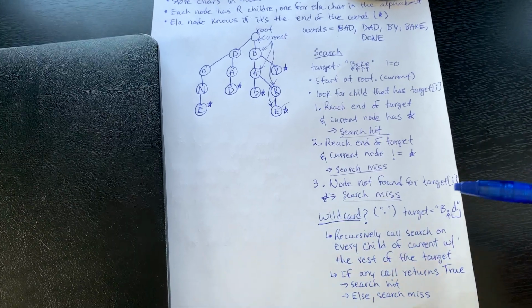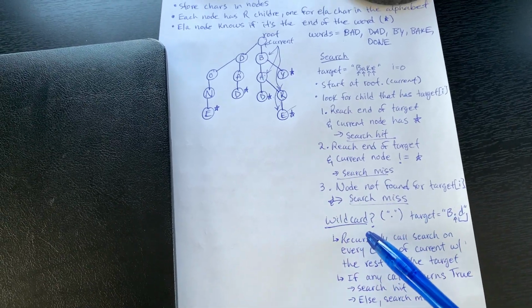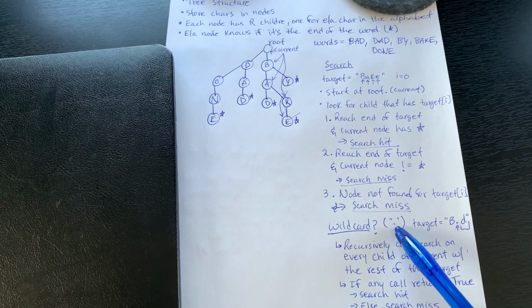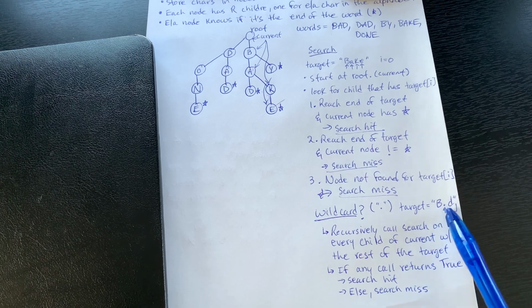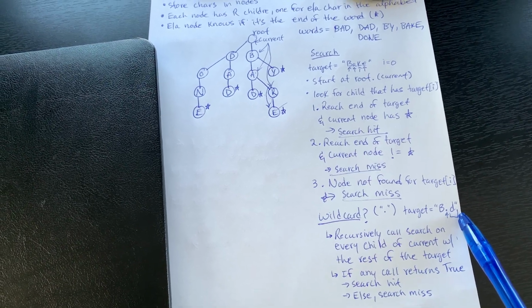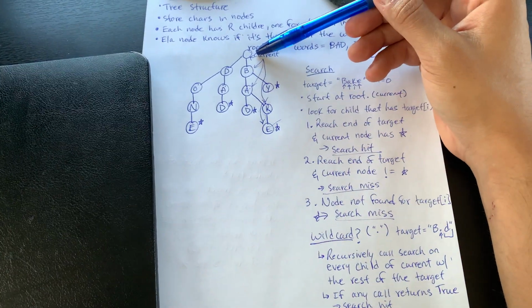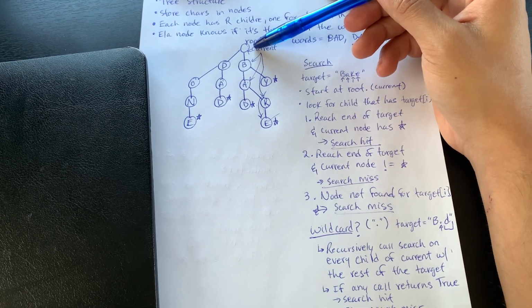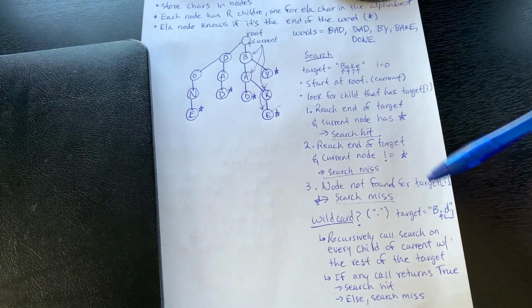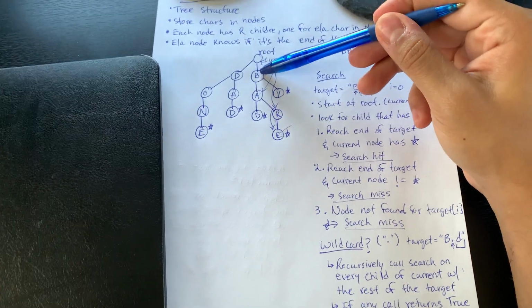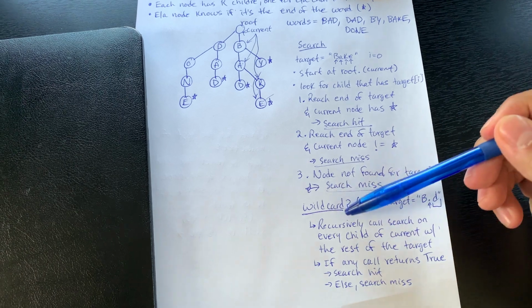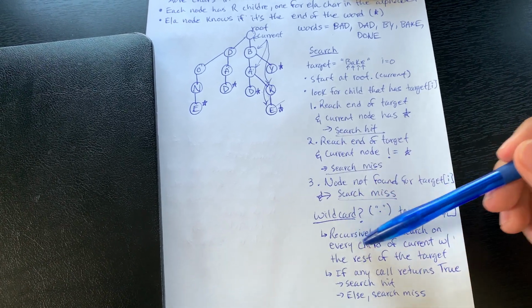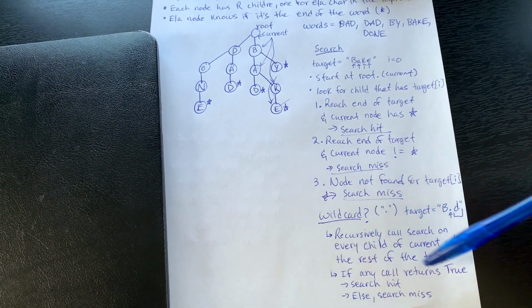So the last thing that we need to take into account for the search is the wildcard character. What if we hit dot in one of our searches? So for example, if we had the target B.D, here's what we'll do. We'll start our search normally. So we'll start at the root node. We'll look for a child that has the first character of the target, which is B, and we'll traverse to that node. Now this is our current node. Now, when we hit the dot character, what we need to do is recursively call search on every child of the current node with the rest of the target string.